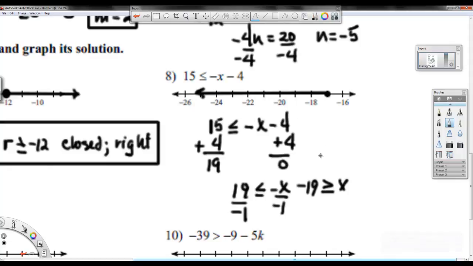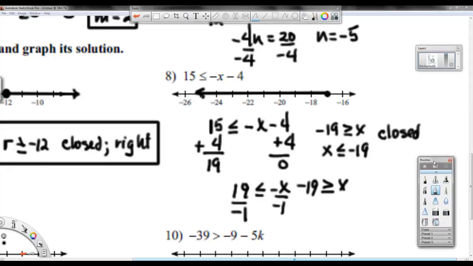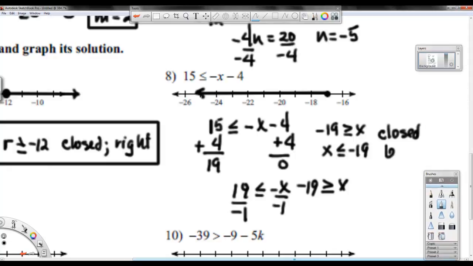Okay, so now we figure out our Canvas answer. It's fine to do it this way: negative 19 is greater than or equal to x, or you could also write x is less than or equal to negative 19. It is closed, because of the equal bar underneath it, and then you shade to the left. Okay, that's the answer you can have in Canvas.